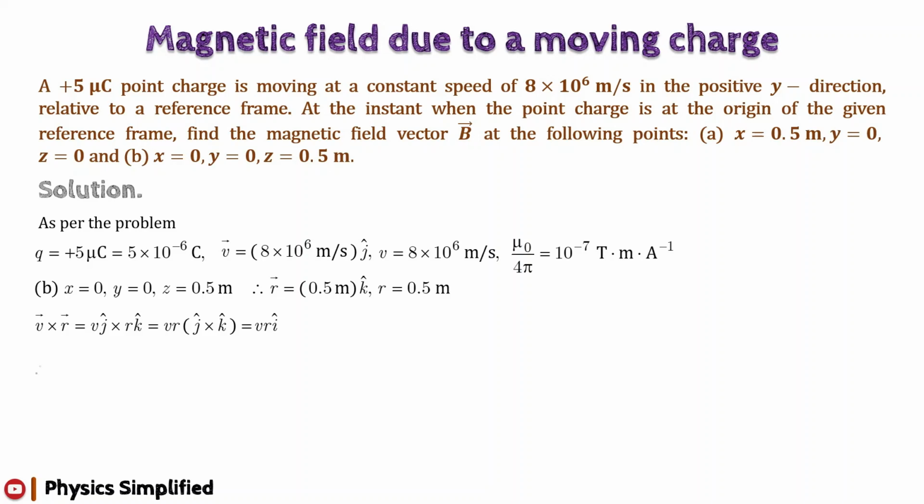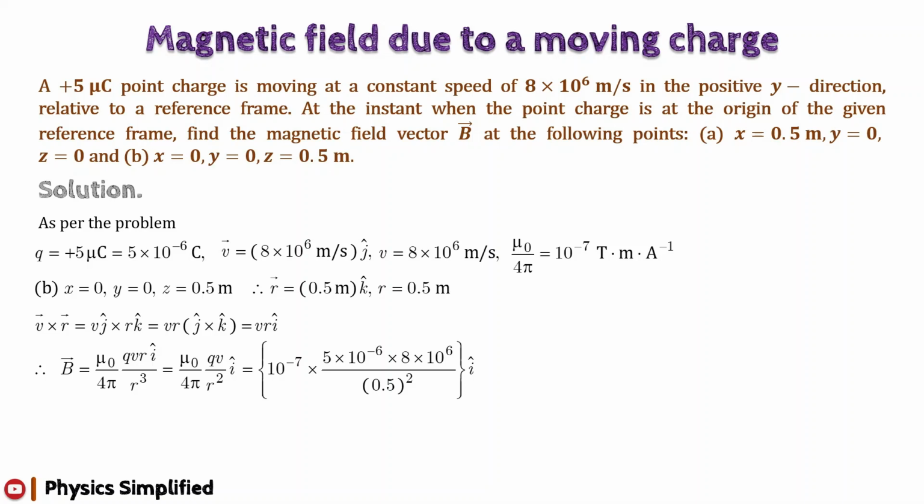So the magnetic field vector B becomes equal to μ0 by 4π times q v r i hat divided by r cubed, that is, vector B equals μ0 by 4π times q v divided by r squared i hat. Substituting the values of all the quantities and simplifying the calculation, we obtain vector B equal to 1.6 × 10^-5 tesla i hat. This means the magnitude of the magnetic field is 1.6 × 10^-5 tesla, and it is directed in the positive x direction.